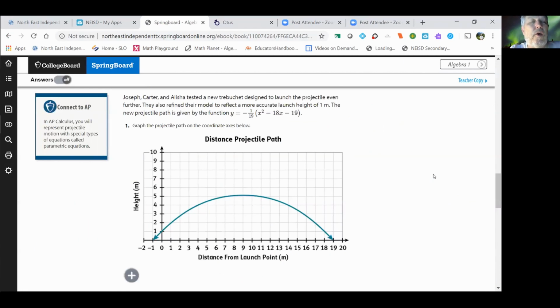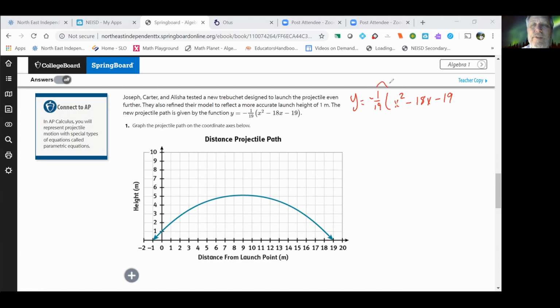Item 1, graph the projectile path on the coordinate axis below. Now it's already drawn for me because this is the teacher's edition on here, but that's okay. We're going to just go ahead and go through the process. So the first thing we're going to do is put this in standard form. So we're going to have y is equal to -1/19 times x squared minus 18x minus 19.